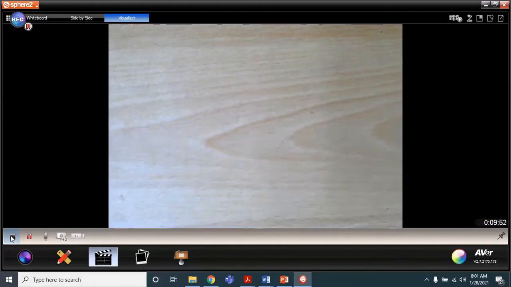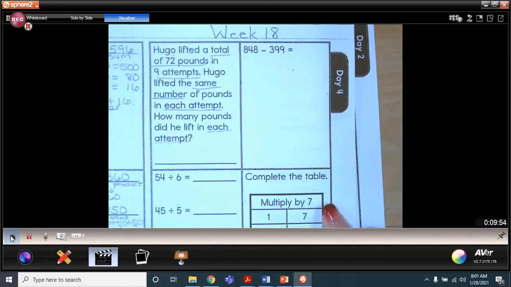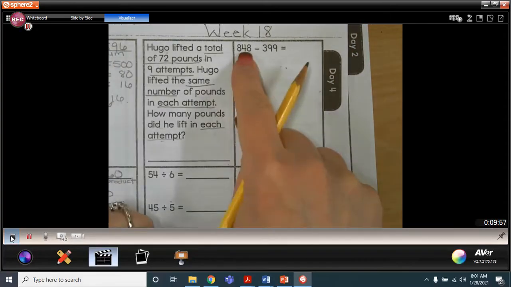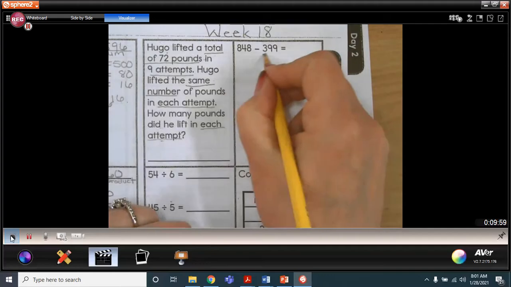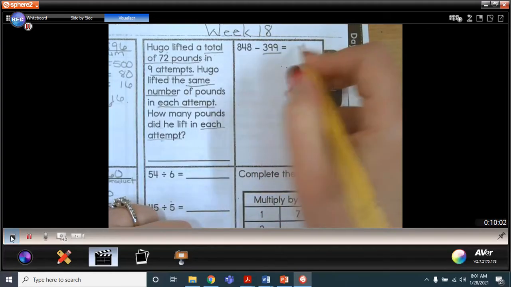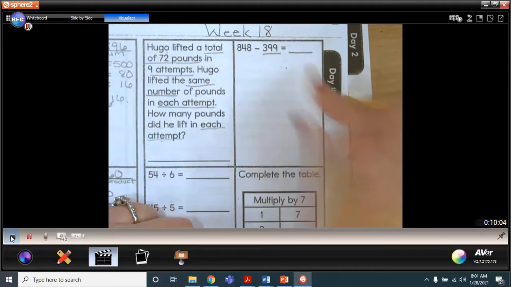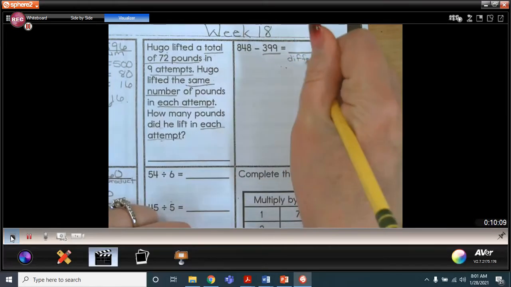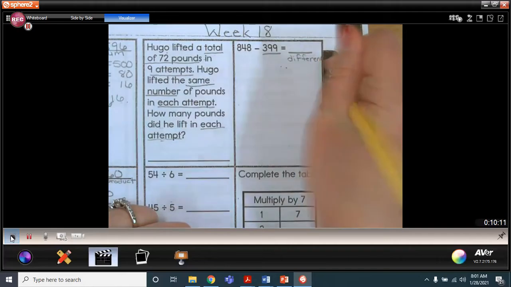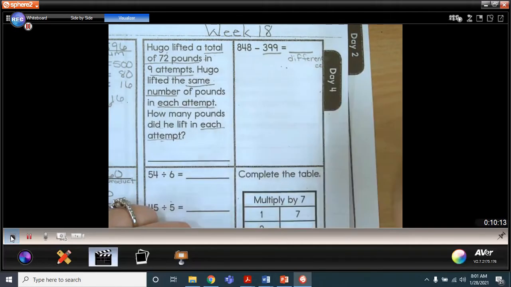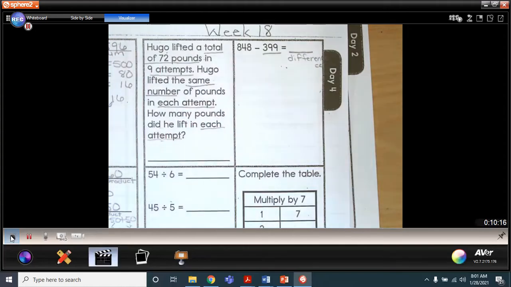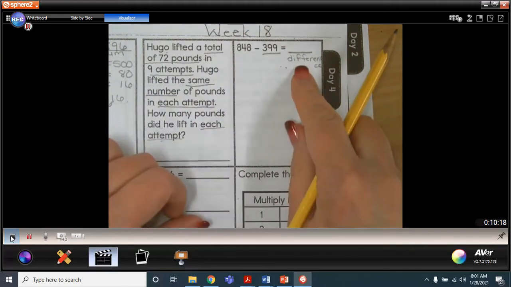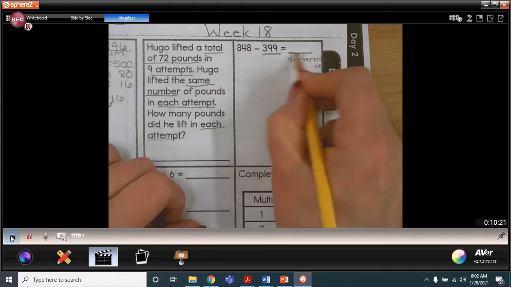So let's take a look at number 2. So number 2, I have 849. That's my total. I'm going to subtract from that 399, and I'm going to look for my difference. Remember, the answer to a subtraction number sentence is called your difference, with a CE at the end, because the C and the E makes the S sound, okay? So difference is our answer to a subtraction problem.